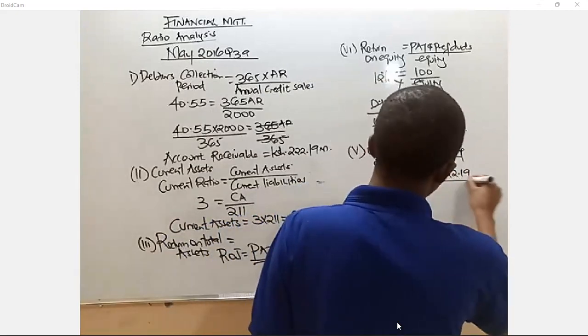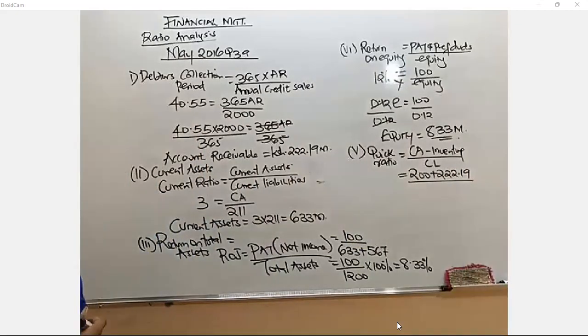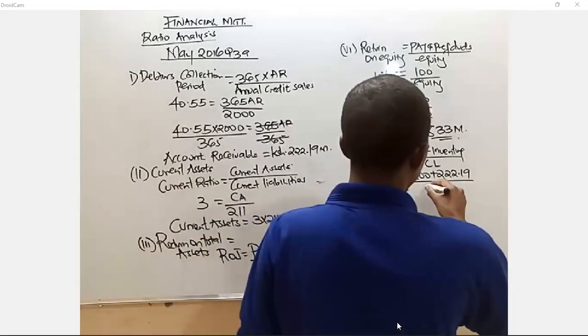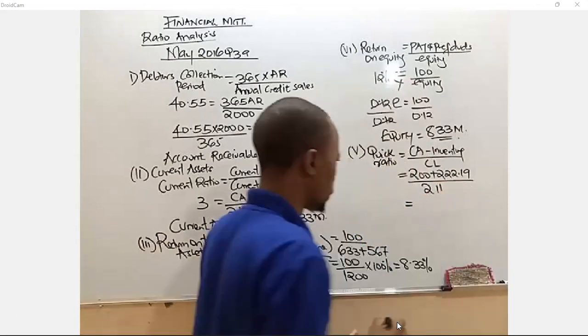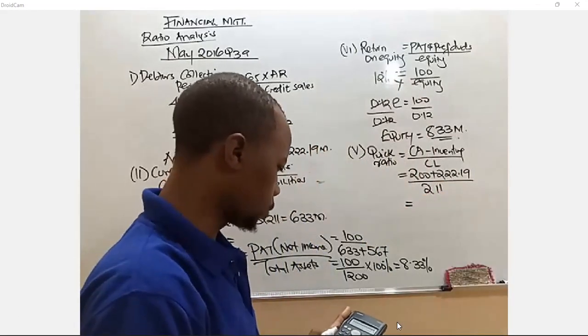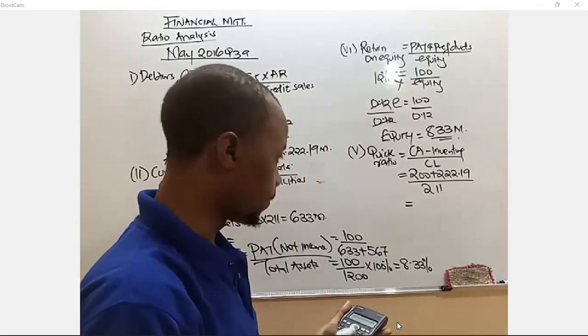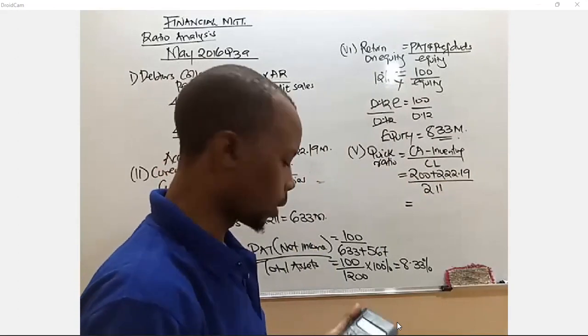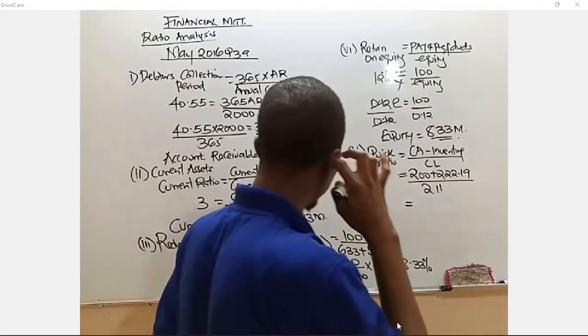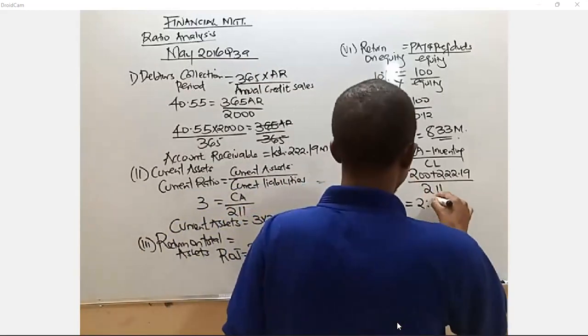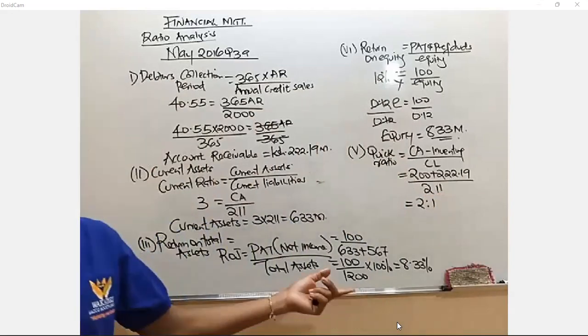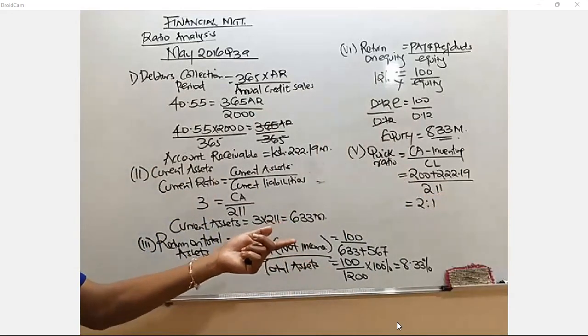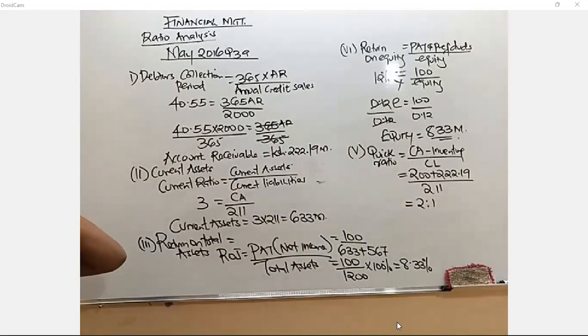Then we divide by the current liabilities. How much is our current liability? When I look at that requirement, the current liability of ours is 211. So how much is our quick ratio? 200 plus 222.19 divided by 211. And you can see you are getting 2. This means the ratio of yours should be 2:1. And we're saying this is the stable ratio under the quick ratio, which you're supposed to be getting. It's an ideal ratio, which you're supposed to have as the minimum, by the way.